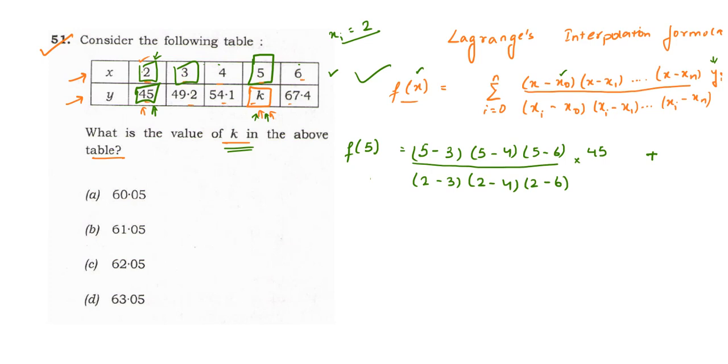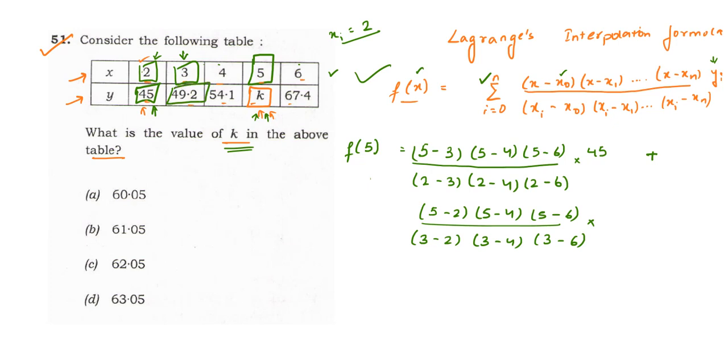Plus, we will add for all the values of i. Now we have taken xi to be 2. Again, now we will take xi to be 3. In this case, we will have 5 minus 2, 5 minus 4, 5 minus 6, and since our xi is 3, in the denominator we have 3 minus 2, 3 minus 4, 3 minus 6. This will be multiplied by the corresponding value of 3, which is 49.2. Plus, again we will do the same thing in case of 4 as well as in case of 5.